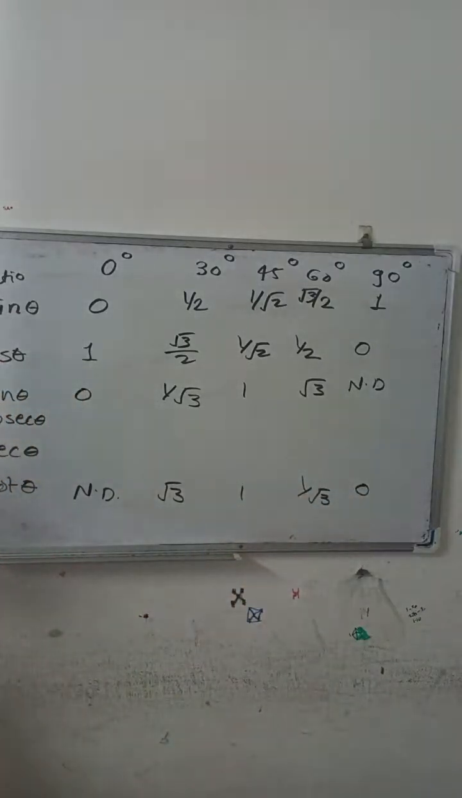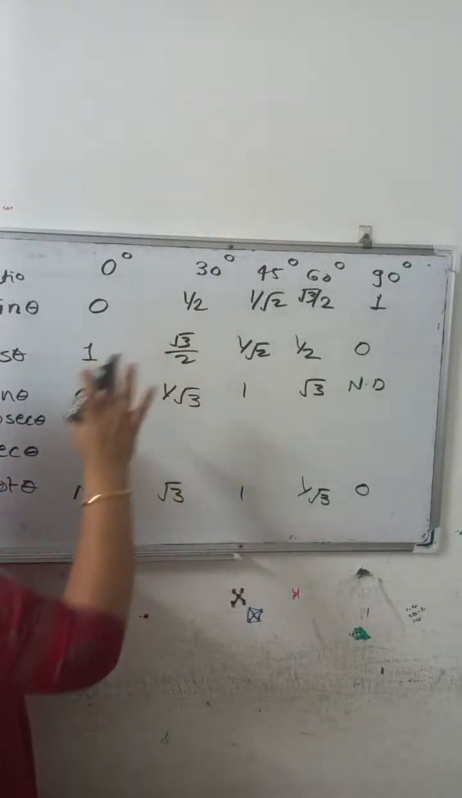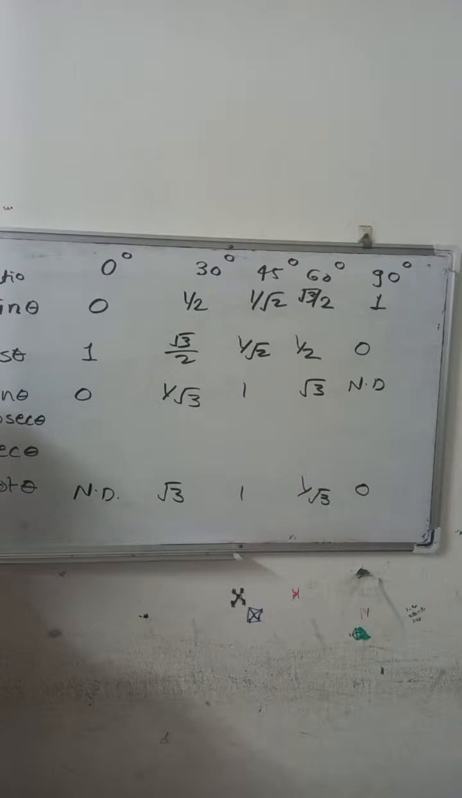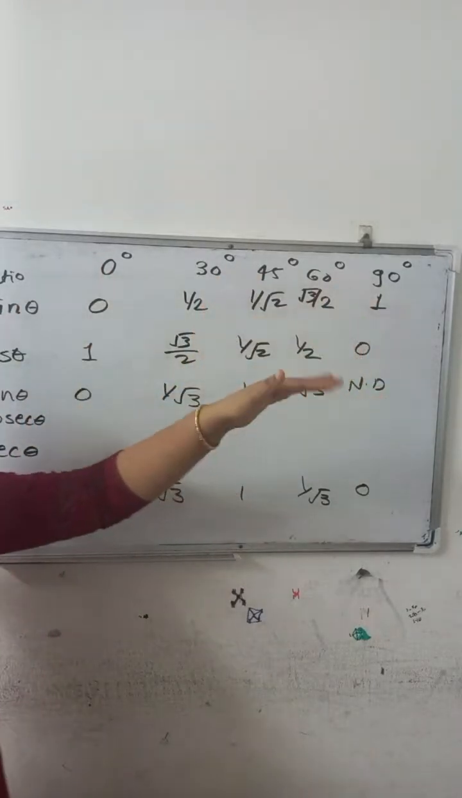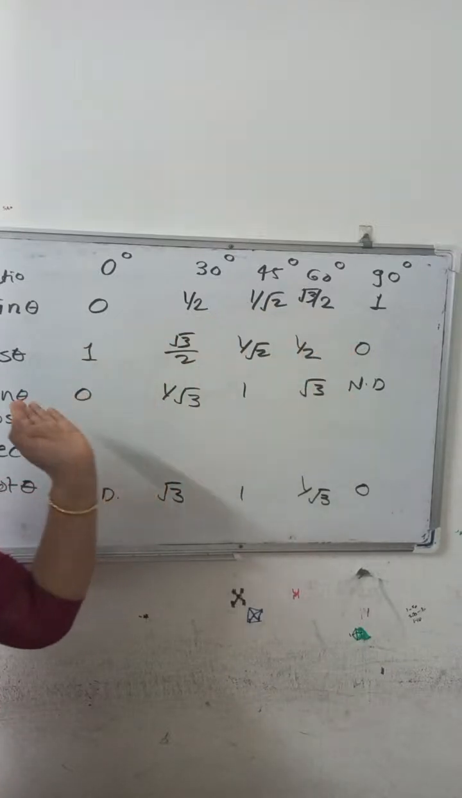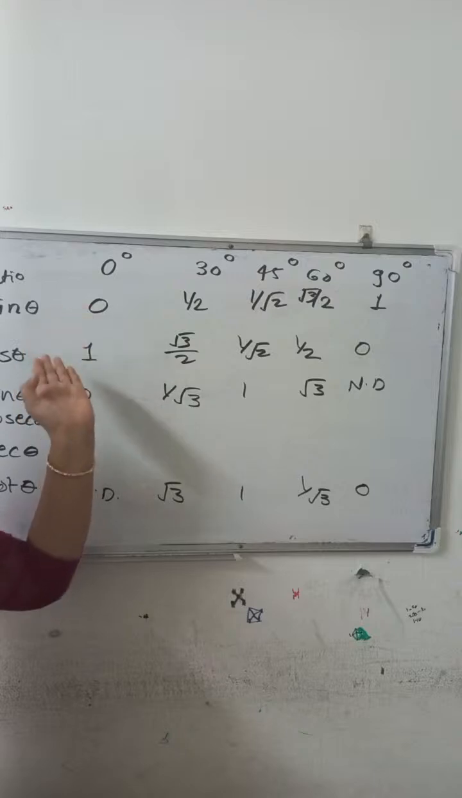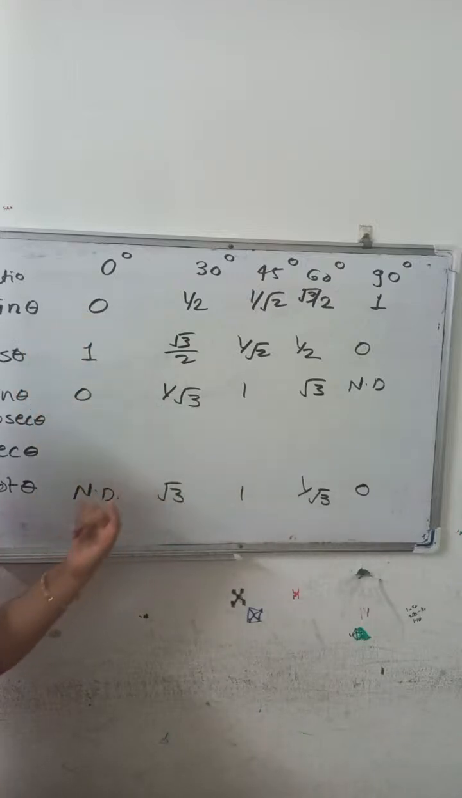See, it's very easy. Once you know all the sin theta values for 0, 30, 45, 60, 90, it is easy to write cos, because you write the values in reverse order. Take the ratio of these two and you get tan. Once you get tan, write the reverse for cot theta.